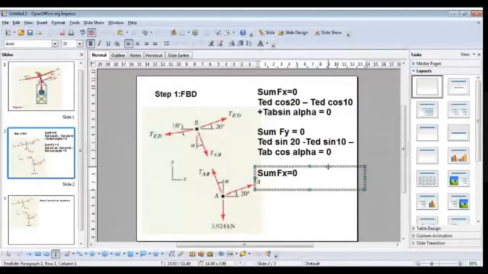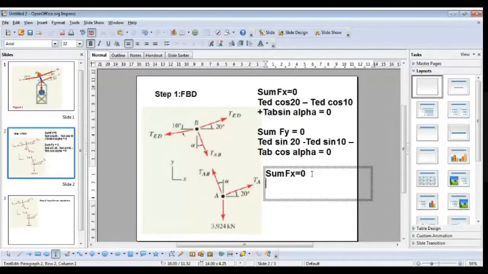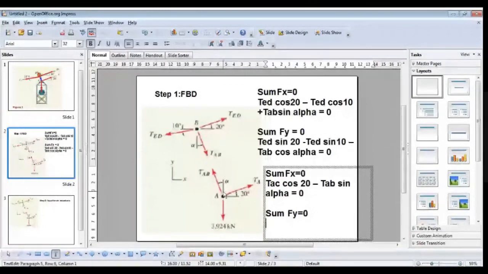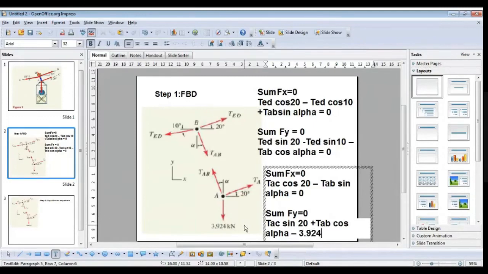If I look into the equilibrium in the horizontal direction for joint A, I will have TAC cos 20. Then the horizontal component of TAB is acting in the negative x direction, so minus TAB sine alpha, and this is equals to zero. Then I have sum of Fy equal to zero. The vertical component of TAC is acting in the upward direction, so TAC sine of 20. The vertical component of TAB is also acting upward, so plus TAB cos of alpha. And there is a weight W which is acting downwards, so minus 3.924, and this is equals to zero.